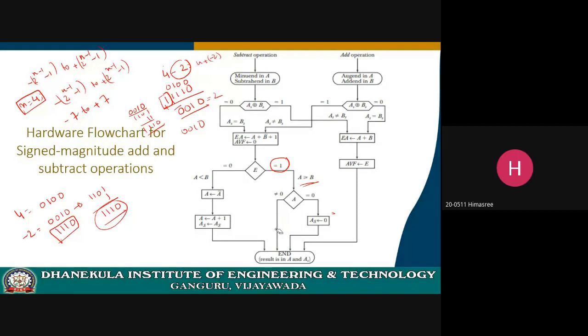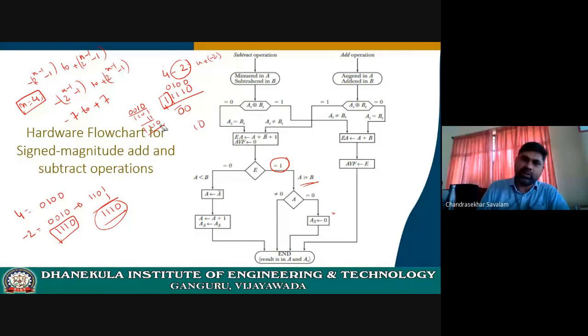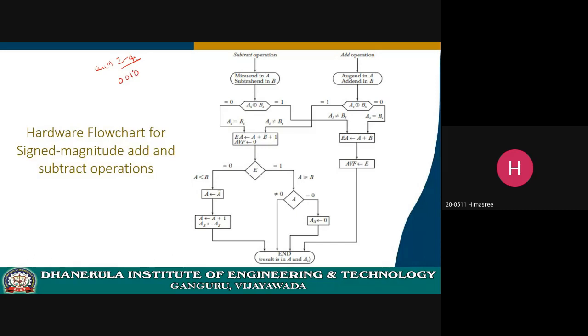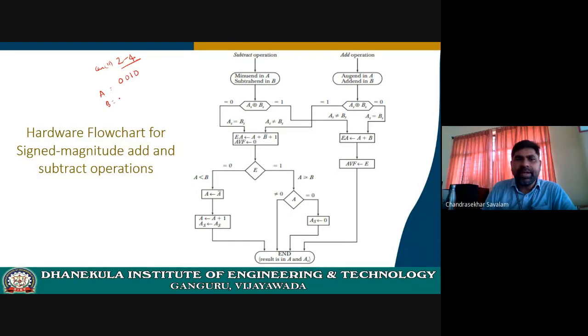Yes, sir. Suppose I am taking the second case, 4 minus 2. You need to do 2 minus 4, for example. A is 2, B is 4. Here 2 is a positive number, 0, 0, 1, 0, which is A. And B is 4, 0, 1, 0, 0. This is the actual plus 4.